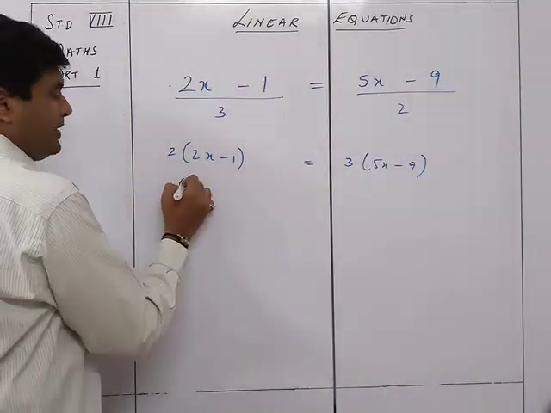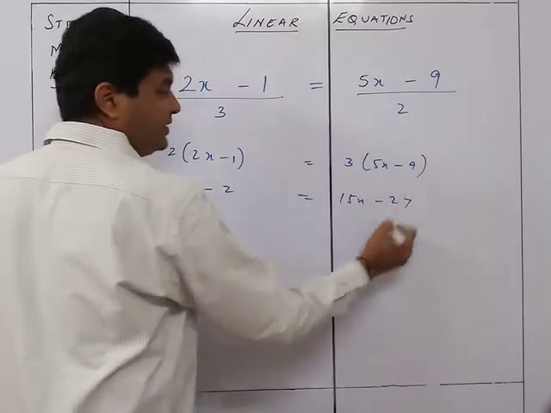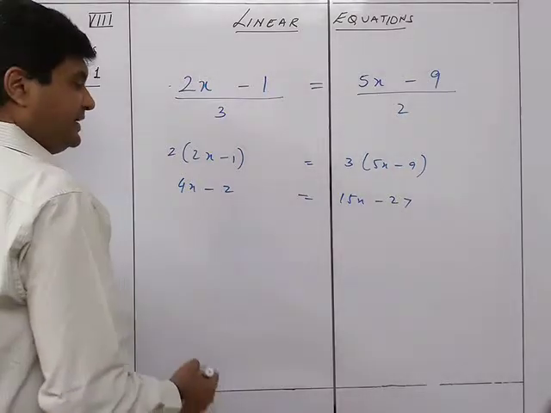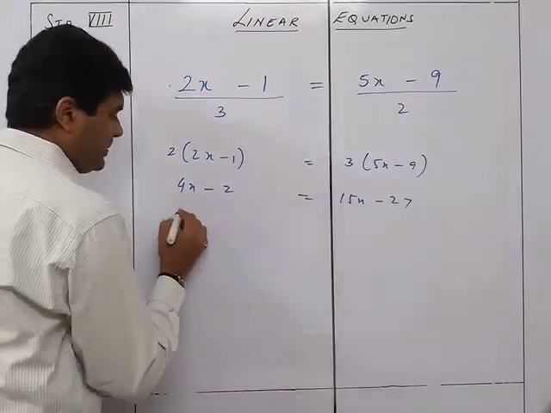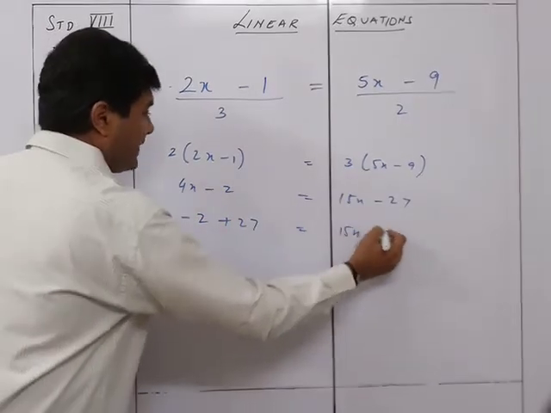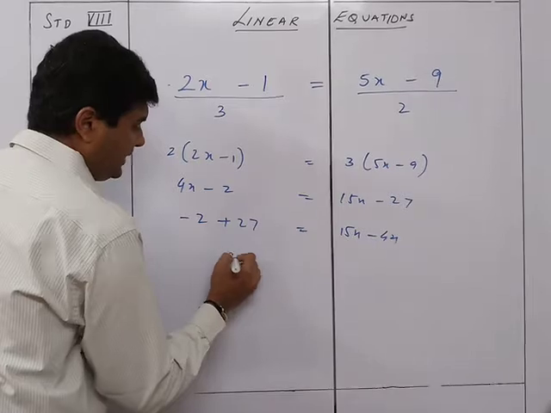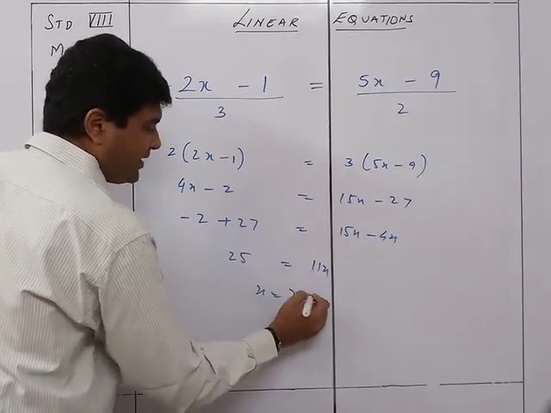Now you open the bracket, it will be 4x minus 2 is equals to 15x minus 27. Now again the same thing, you are bringing this on this side and this on this side. So accordingly it will be minus 2 plus 27 is equals to 15x minus 4x. So this will be 25 is equals to 11x. So x is equals to 25 upon 11.